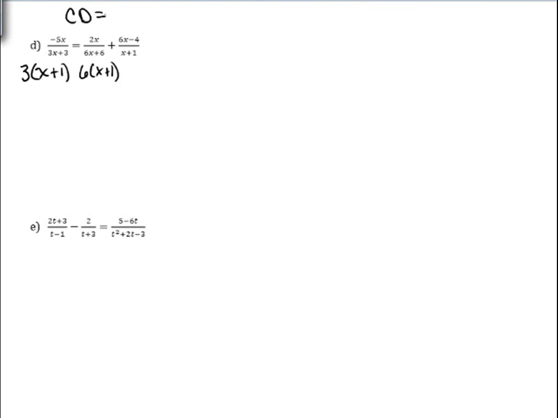Our common denominator, so we need a 6. That's what both 6 and 3 will divide into, and it's the smallest thing. And then we also need an x plus 1. This first fraction has 3 times x plus 1, so all I'd have to multiply this by to get the 6 times x plus 1 is 2. So we're going to multiply that by 2, and whatever you do to the bottom, you have to do to the top, so we're going to multiply that top by 2 as well. And negative 5x times 2 is negative 10x.